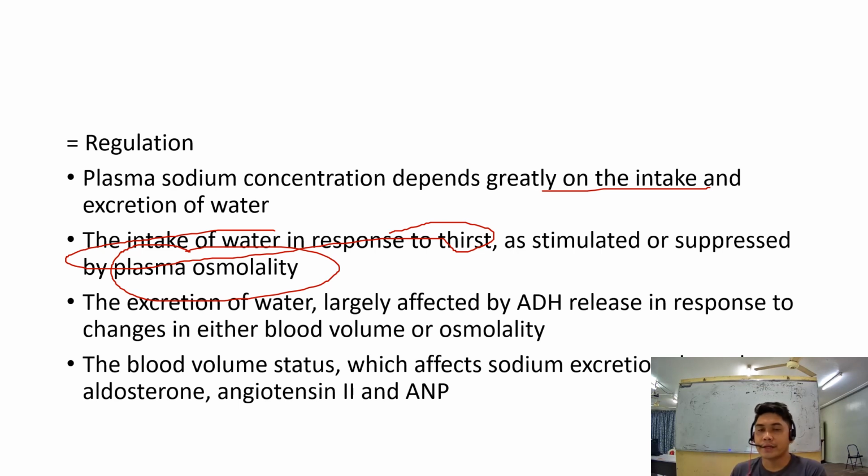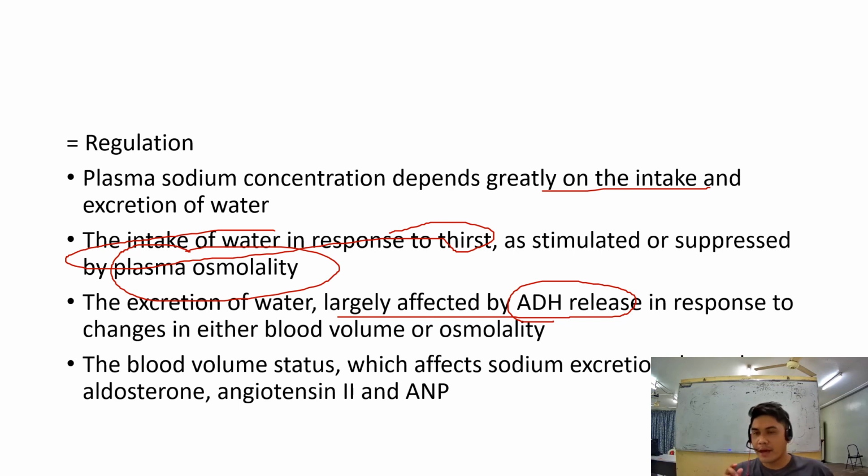The excretion of water, third bullet, is largely affected by ADH release. ADH is your antidiuretic hormone. It's also known as vasopressin, or arginine vasopressin. The main function of ADH is the retention of water. So antidiuretic, it prevents urine formation.